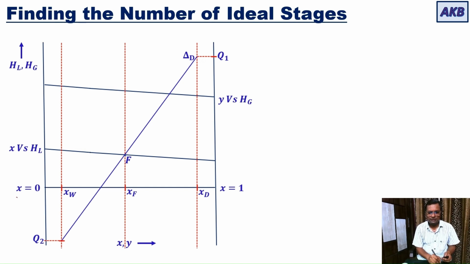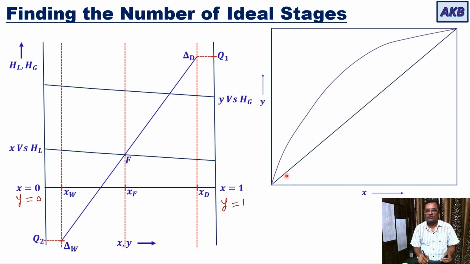At this end, you have x is equal to 0 and y is equal to 0. At this end, you have x is equal to 1 and y is equal to 1. And then you have delta W over here. So along with the enthalpy concentration diagram, we will also need the distribution diagram. To start with, we are going to locate this point, the point where the vertical line through XD intersects the upper curve. And I am going to read the x coordinate of this point. In this case, the x coordinate of this point is nothing but XD.